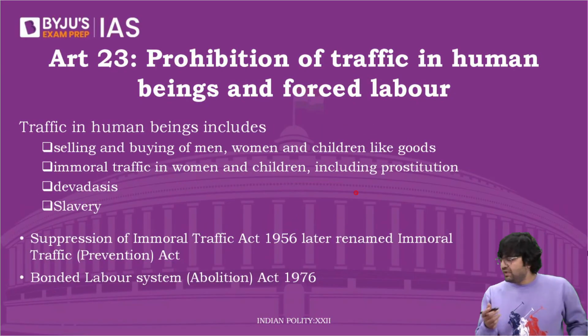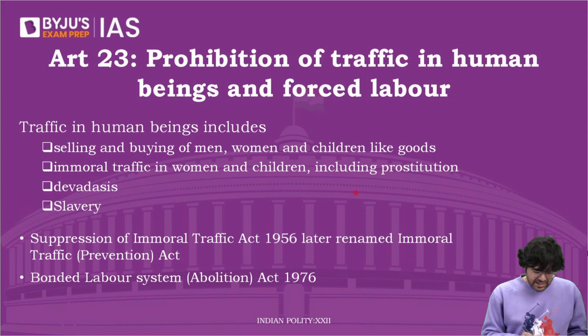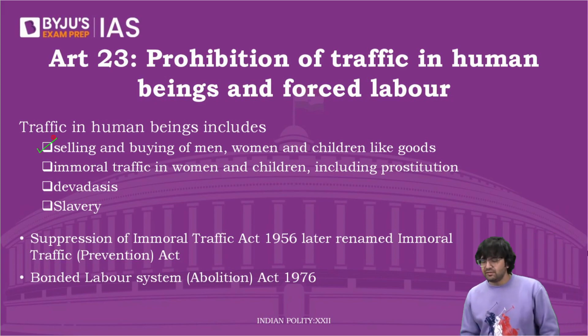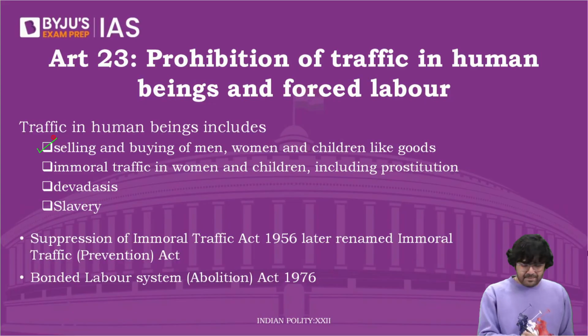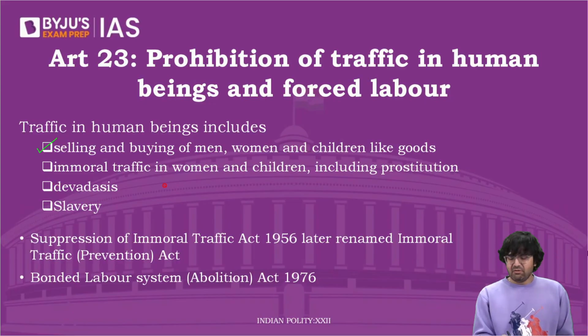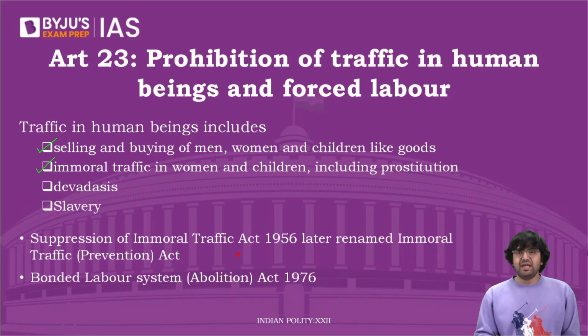What is traffic in human beings? Buying and selling of men, women, and children. That's called traffic in human beings. Or immoral traffic in women, children, including prostitution. Not allowed. Devdasis. Slavery, we know slavery.